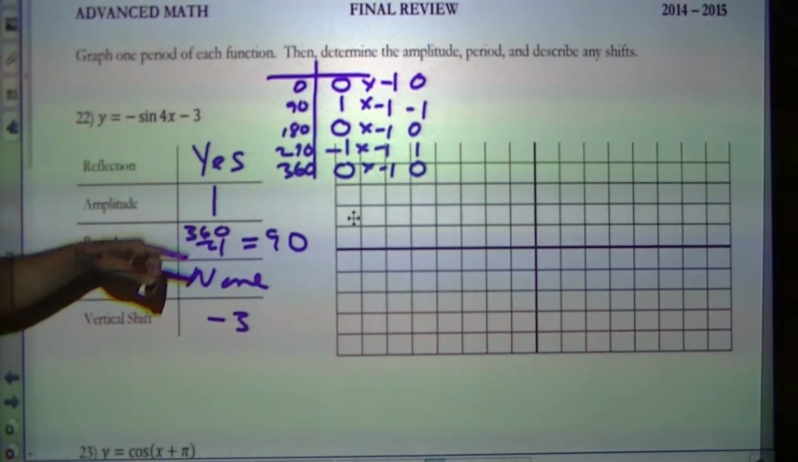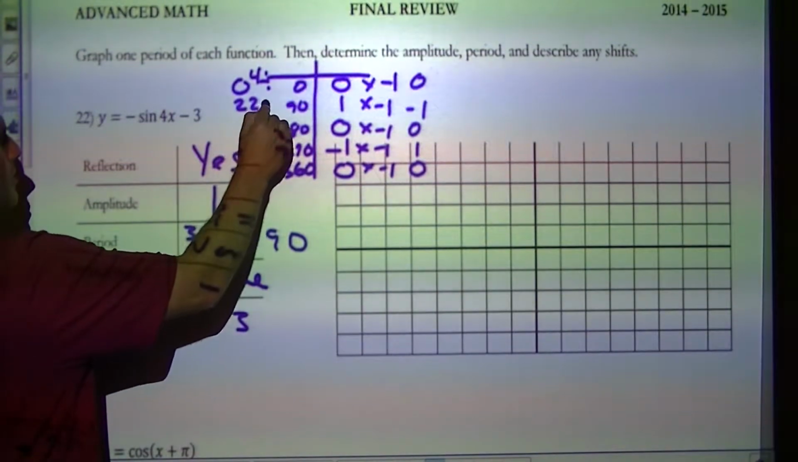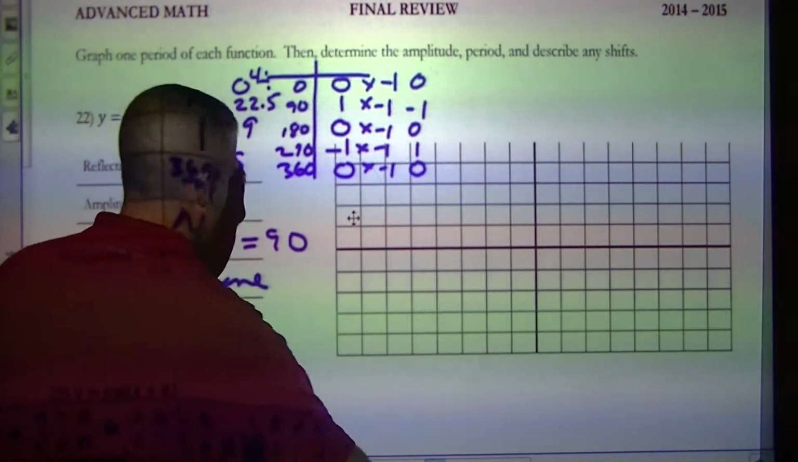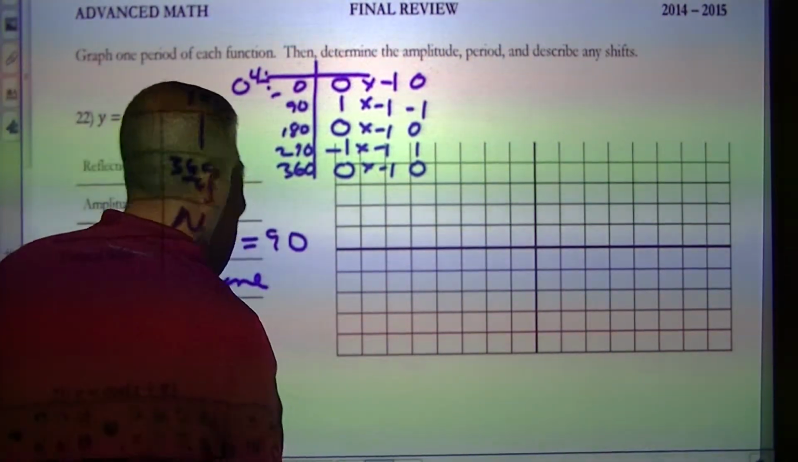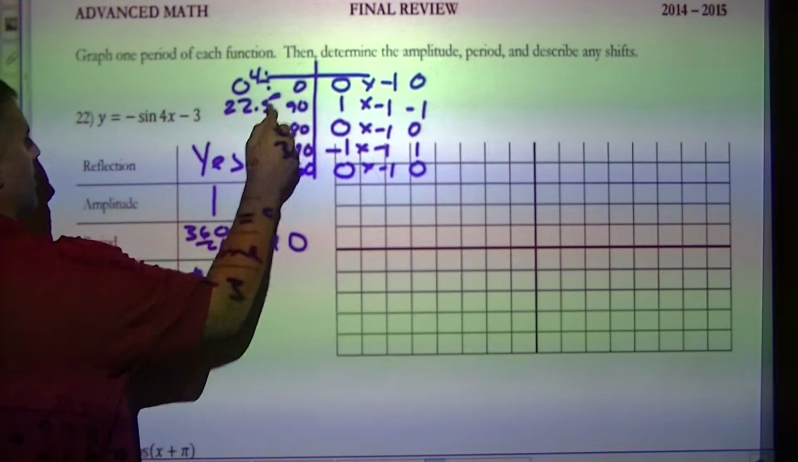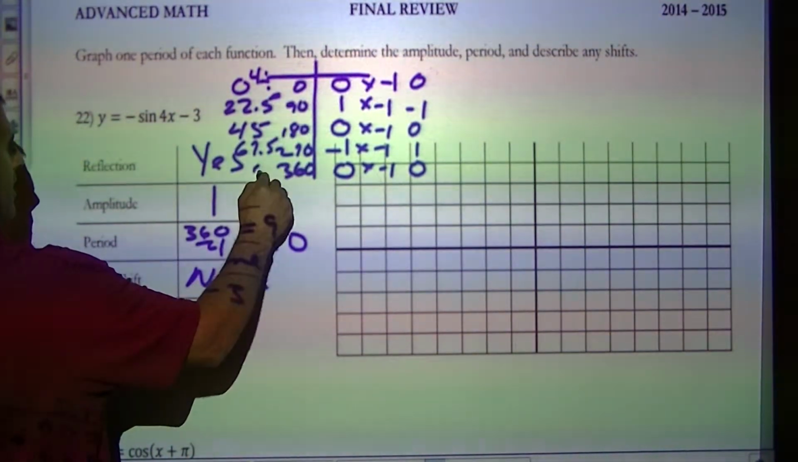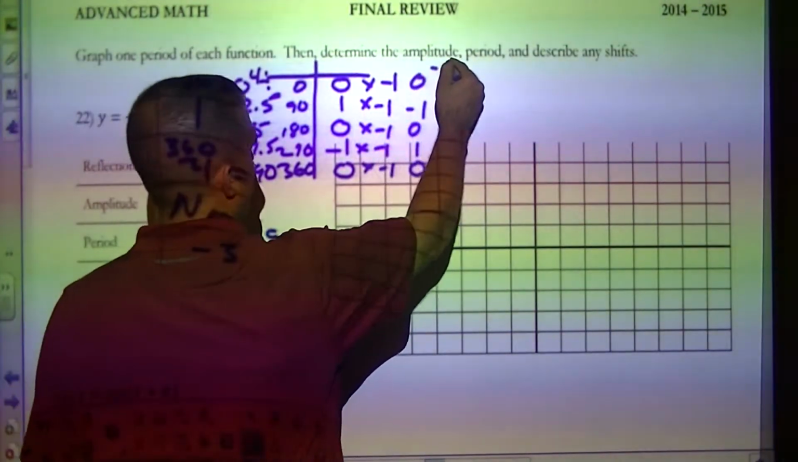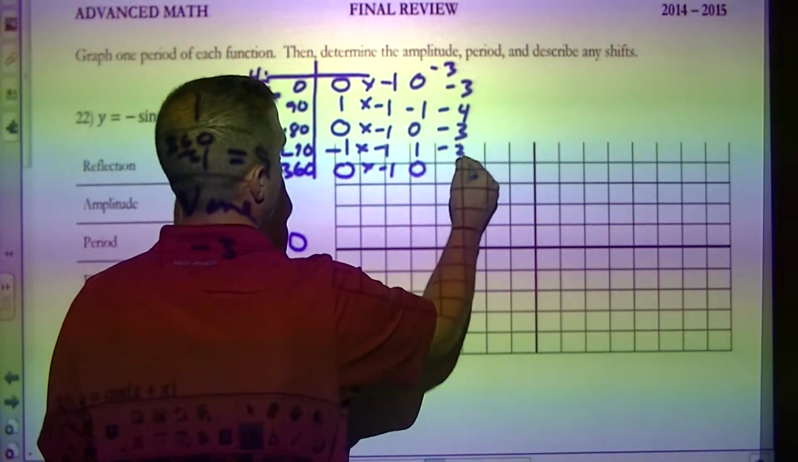This 4 affects all the angles, so I'm going to divide all those by 4, okay? So that's 0, 22.5, all right? I'm sorry, not 22.5, that's 45. No, that's right, it's 22.5. All right, that's going to be 45, that's going to be 67.5, and that's going to be 90. This -3 affects the value, so then I'm going to subtract 3 from all those. So that's -3, -4, -3, -2, -3.